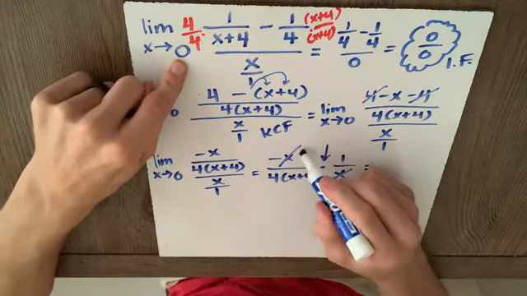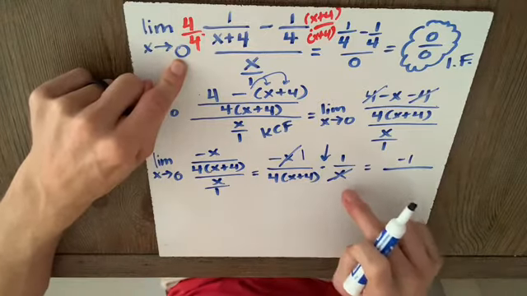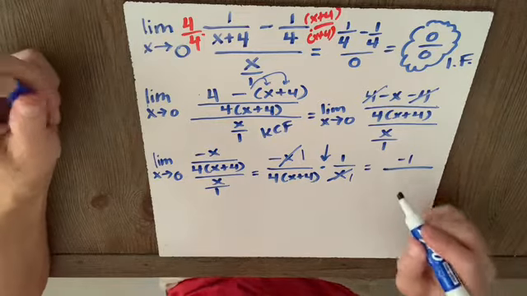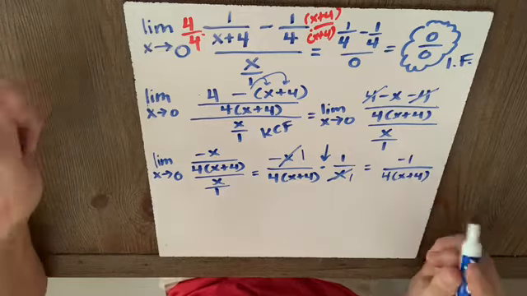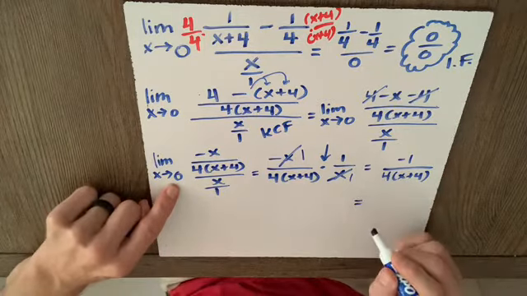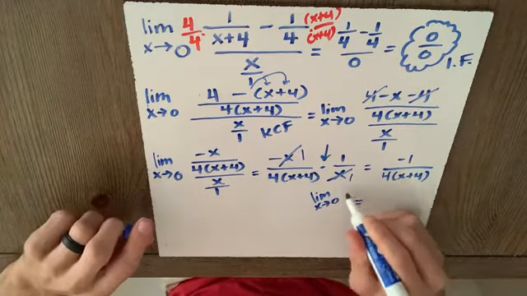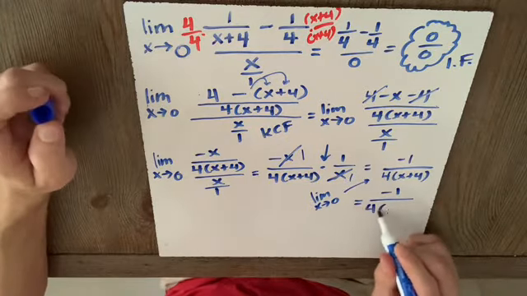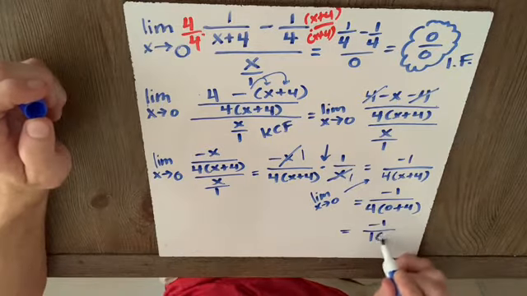The opposite of 1 times 1 is negative 1 over 4 times x plus 4 times 1. These cancel to 1 over 1. x over x is 1 over 1. So this is 4 times x plus 4. And I'm going to take the limit of that as x approaches 0. Now I'm ready for this direct substitution. If I take the limit of this as x approaches 0, now I can use direct substitution. Negative 1 over 4 times 0 plus 4, of course, gives us negative 1 over 16.